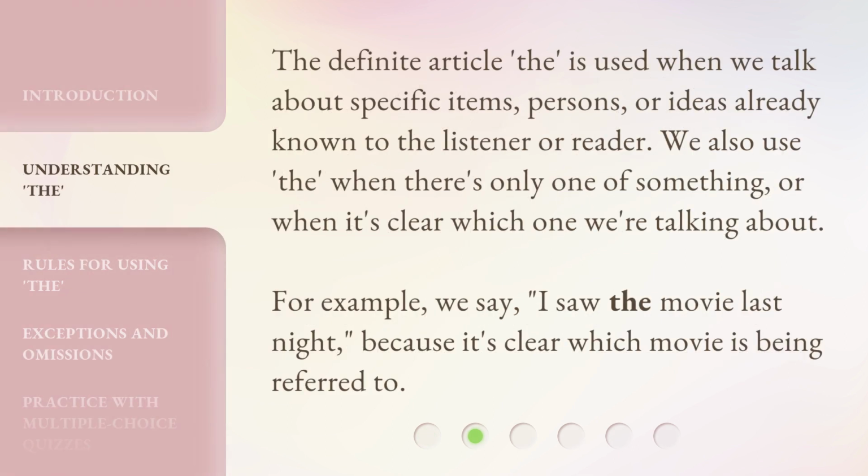The definite article, "the," is used when we talk about specific items, persons, or ideas already known to the listener or reader. We also use "the" when there's only one of something, or when it's clear which one we're talking about. For example, we say, "I saw the movie last night," because it's clear which movie is being referred to.